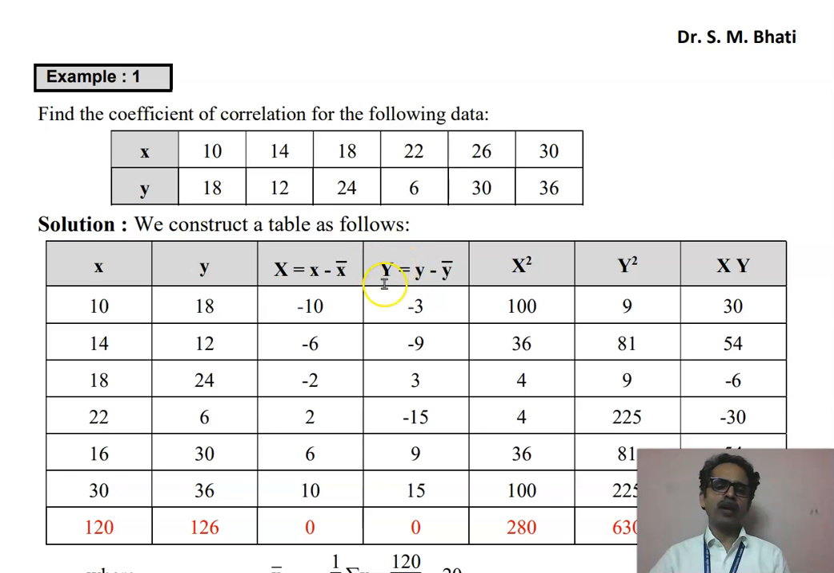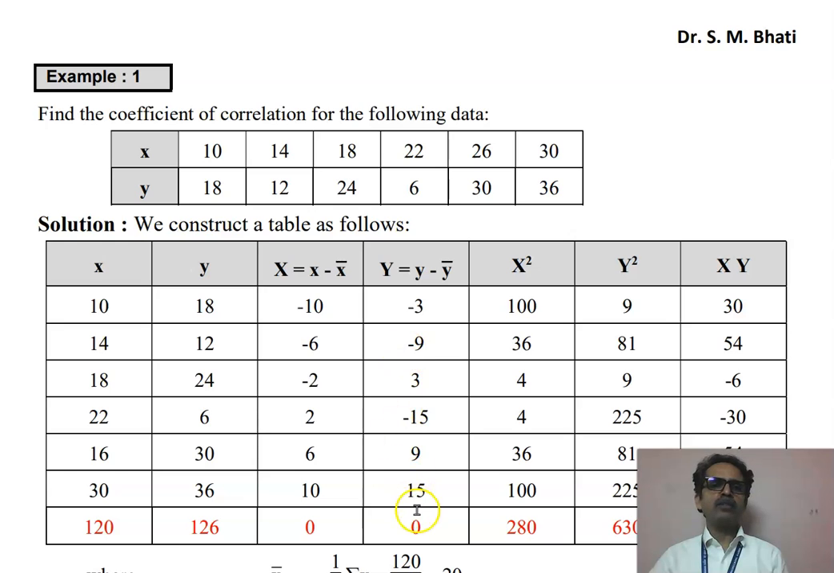Now how to develop the column for capital Y? Each y minus y bar. Y bar is the same, 21, but y is changing: 18, 12, 24, 6, 30, 36. So each y minus 21. Then take capital X whole squared, because capital X is known. So take the square of each capital X: minus 10 squared is 100, minus 6 squared is 36, minus 2 squared is 4, 2 squared is 4, 6 squared is 36, and so on.